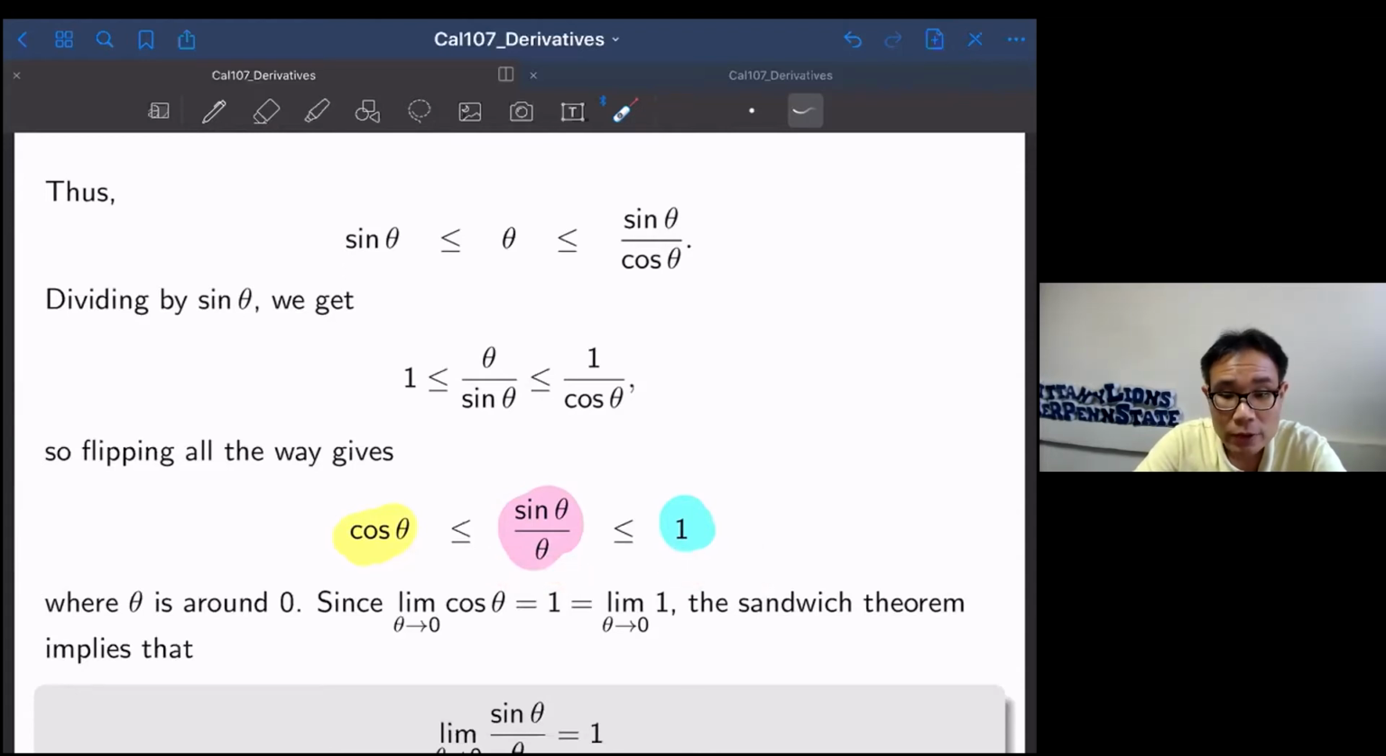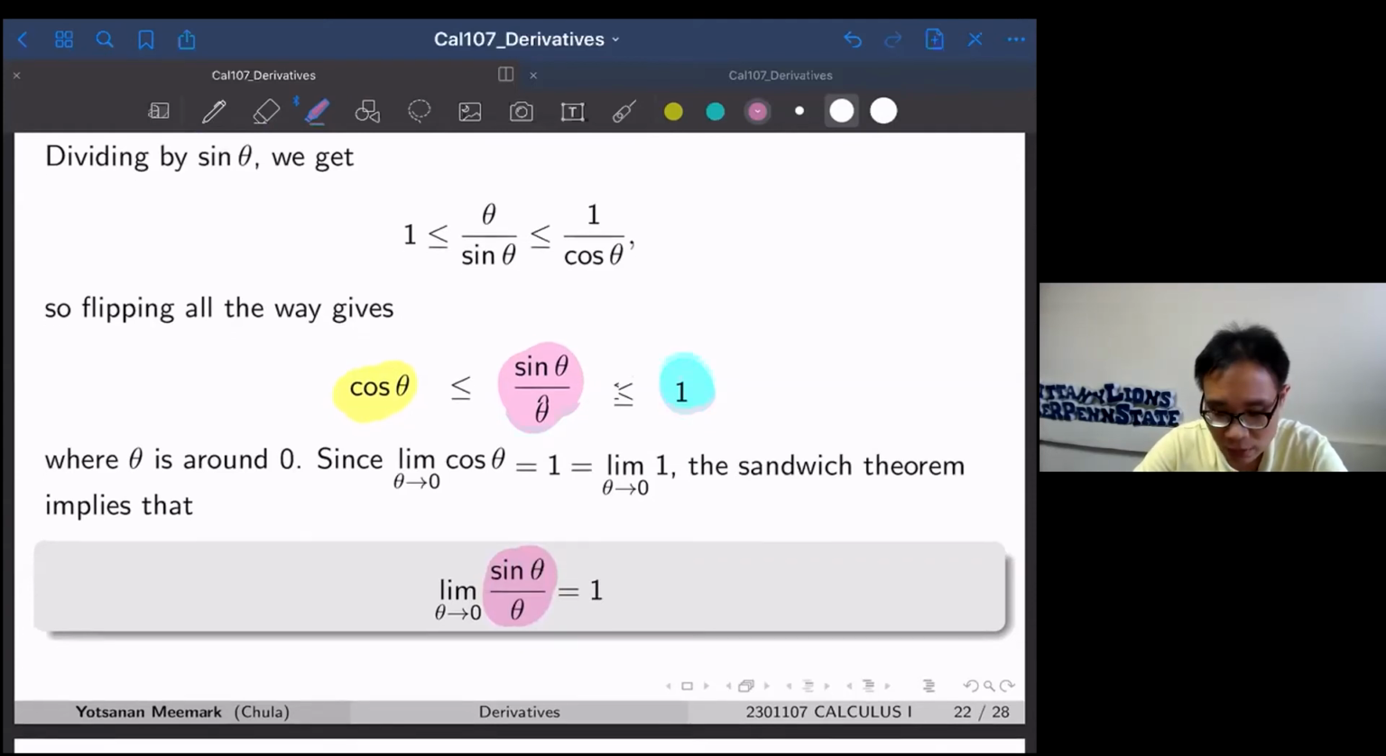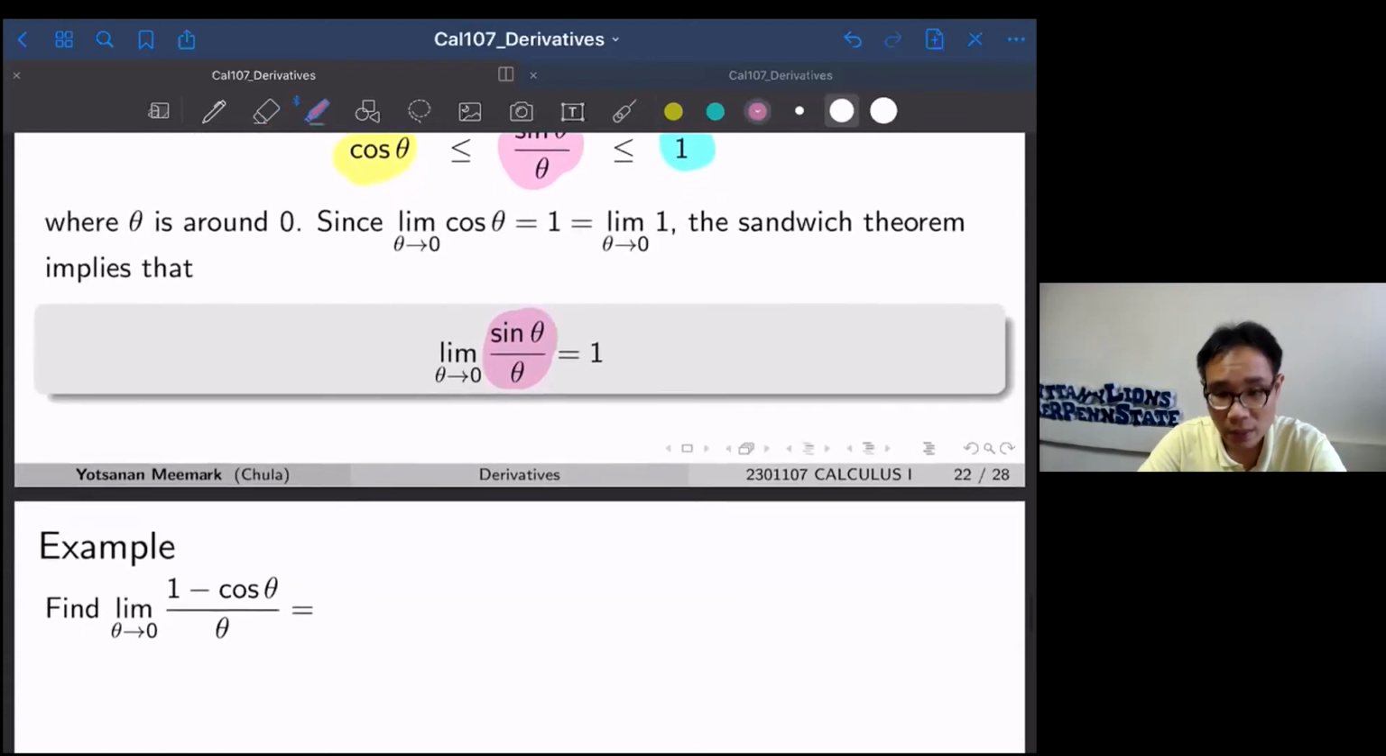For this one, the limit as theta goes to 0 of cos theta equals 1. And on the other side, the limit as theta goes to 0 of 1 turns out to be equal to 1. So finally, we are able to use the sandwich theorem to imply that the limit of the middle guy turns out to be equal to 1. So please memorize this one: the limit of sine theta over theta turns out to be equal to 1.